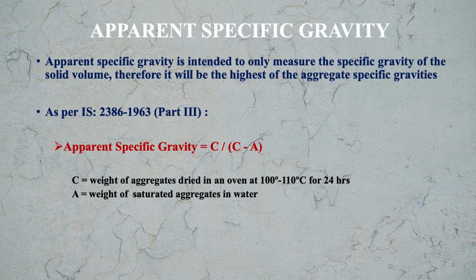Now as per the BIS code IS 2386 1963 part 3, apparent specific gravity you can calculate as C divided by C minus A. Here C is weight of aggregate dried in an oven at 100 degree centigrade to 110 degree centigrade for 24 hours, and A is the weight of saturated aggregates in water. So you can calculate the apparent specific gravity from this formula as given in the IS code.